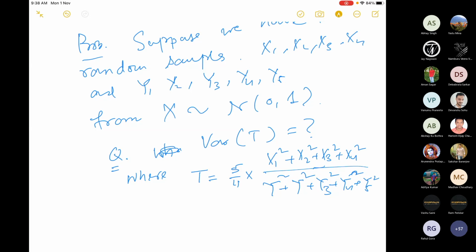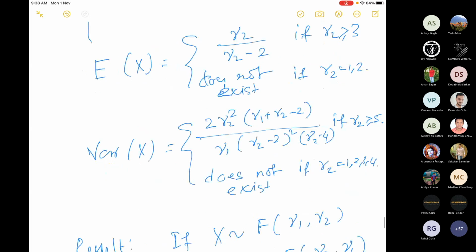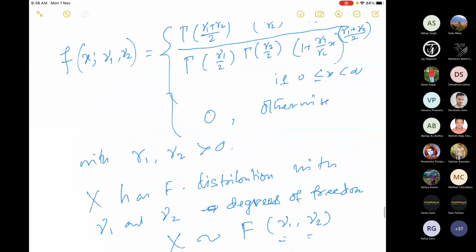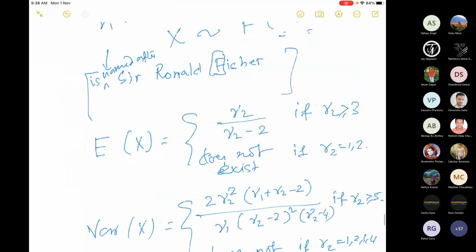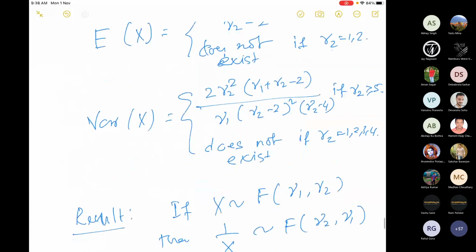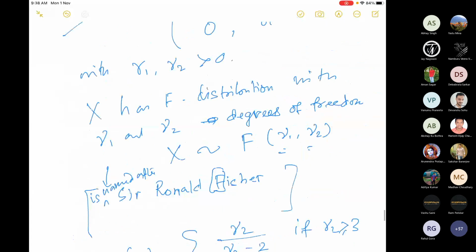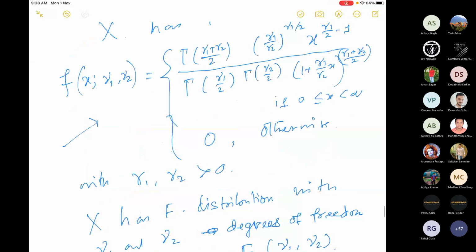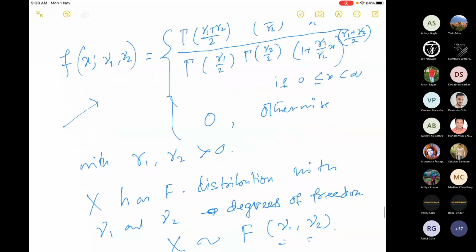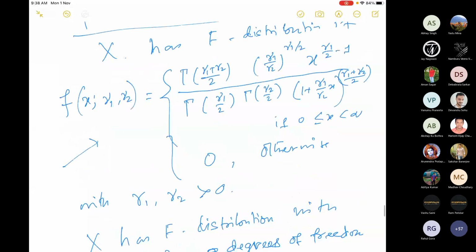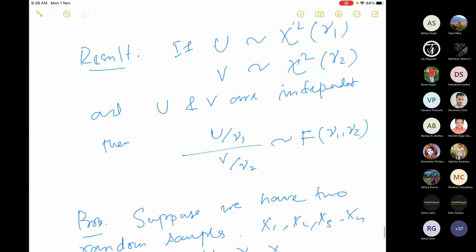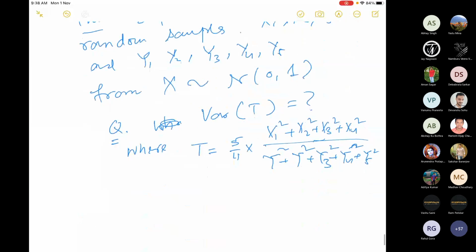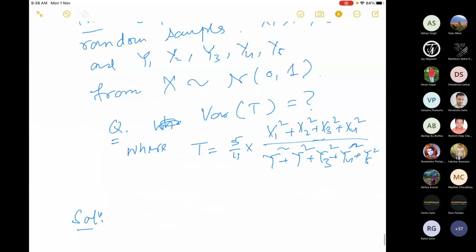Now see here, this PDF, however complicated it is, does not actually matter to us. Even if you do not know this, but you know the statistical table and all these results which connect other distributions, then you can solve some problems. So if you just know the mean, variance, and the connections with other distributions, like these two results, then you can solve some problems. Okay, so let us say what is the solution here.